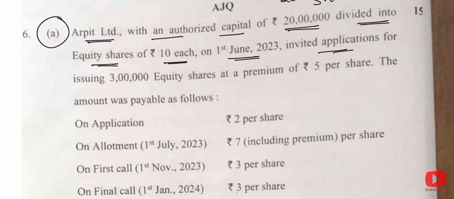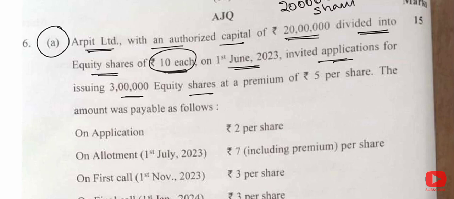On 1st June, invited applications for 3 lakh equity shares. Authorized capital is rupees 20 lakh divided into equity shares of 10 each. See this one, guys. Authorized capital of 20 lakh, specifically divided into equity shares of 10 each. Authorized capital is 2 lakh shares.